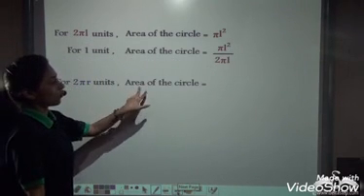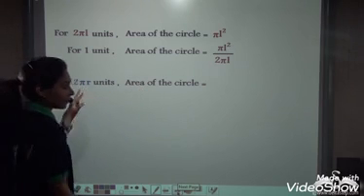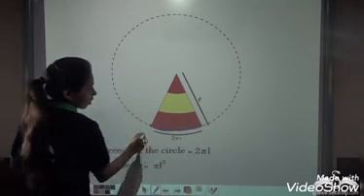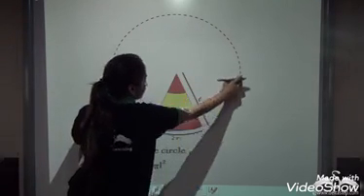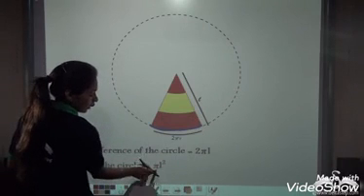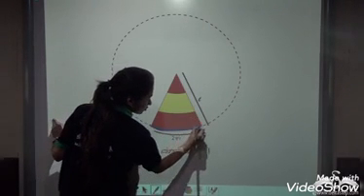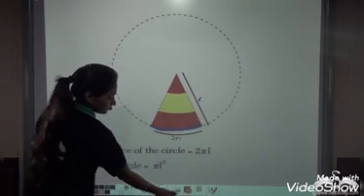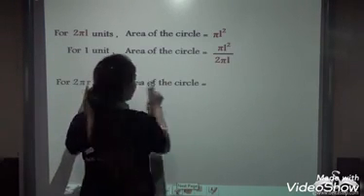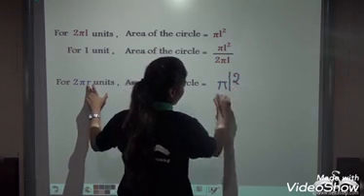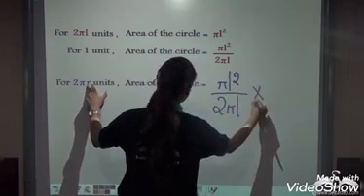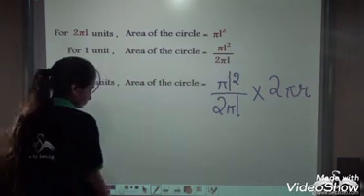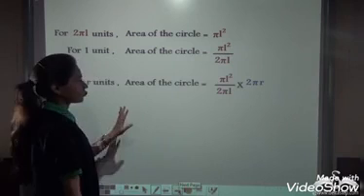Now for 2 pi r units, what will be the area of the circle? Well, what is this 2 pi r? See, this was 2 pi r. We have already found out that for the whole amount of circumference, this is the area of the circle. Now what about only this much? If I have the circumference as 2 pi r, then what will be the area of this sector? Just by applying the unitary method, we can write pi L square by 2 pi L into this, that is 2 pi r. So this is what we get.